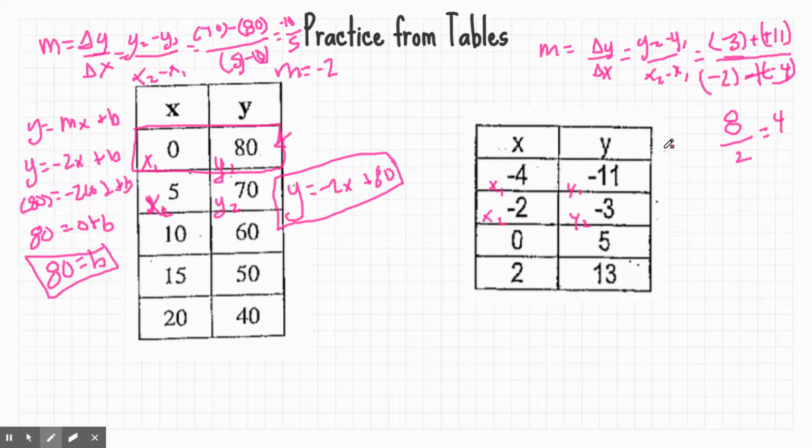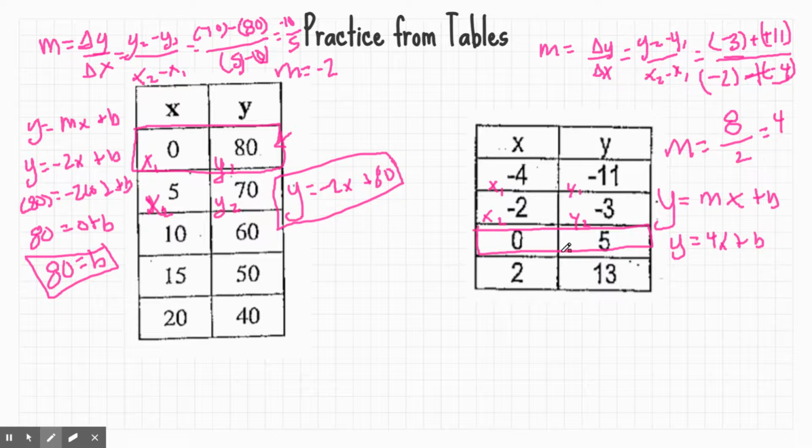8 divided by 2 is 4. All right, so now I know what my slope is. Now I can find my y-intercept. Remember, because the y-intercept is where the line crosses the y-axis, which means x is 0, I could just look here and say it's 5. I also could plug it in, though, to solve it. So I could do y equals mx plus b and plug in 4. So y equals 4x plus b.